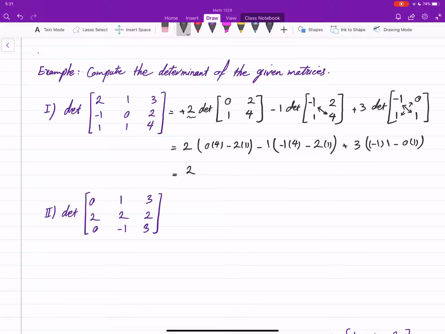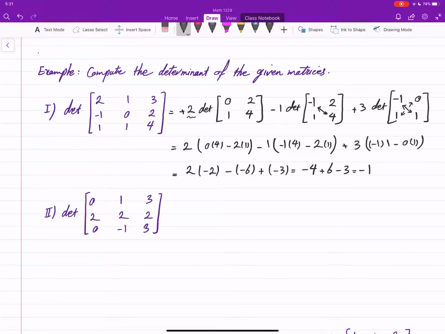So this is 2 times -2 minus 1 times, this is what? This is -6. And the last one is plus -3. So what we have is -4 plus 6 minus 3, which altogether gives us -1.